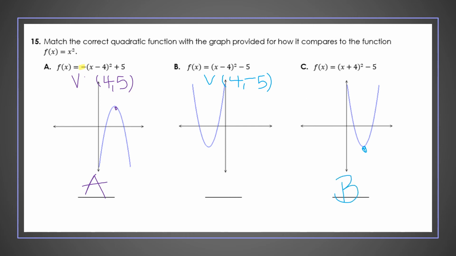And finally, the third function would tell us that it opens up since A is positive, and then the vertex would be (-4, -5), which means it would shift to the left 4 and down 5, which would be the second graph.